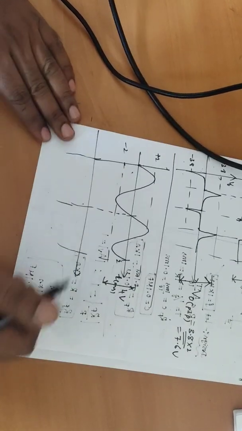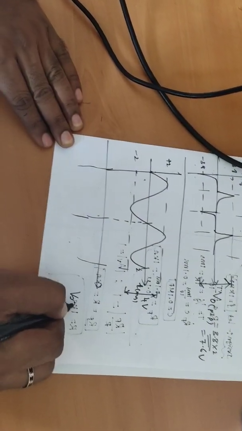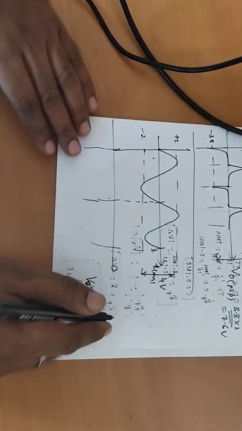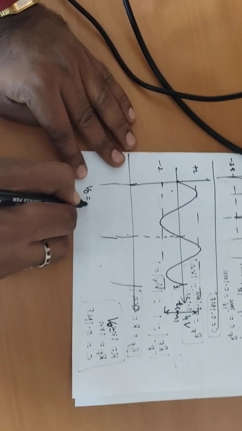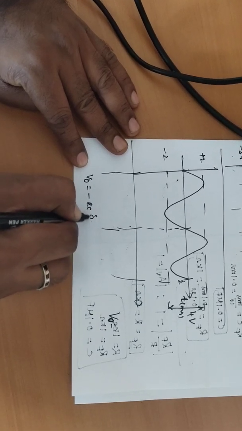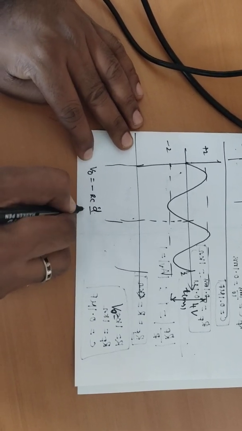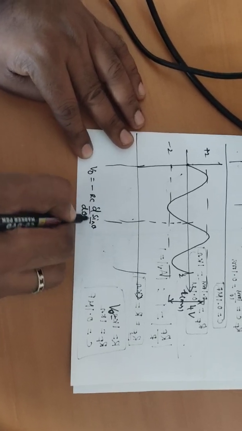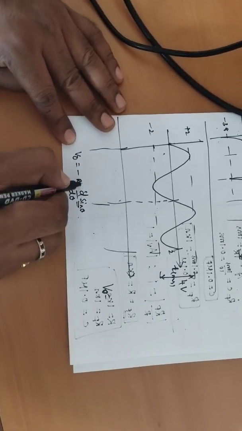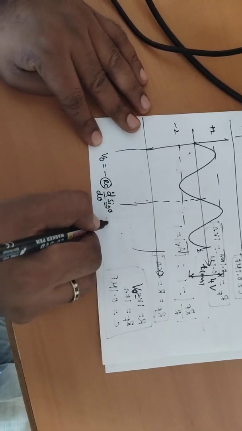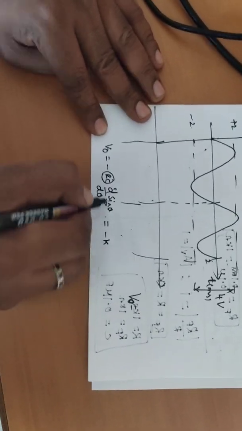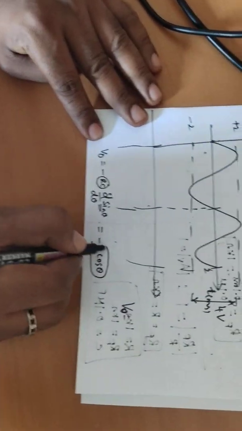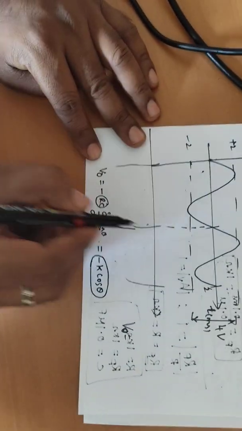Now in the differentiator, what we are expecting is the ideal output voltage equation: V out equals minus RC into d by d theta of sin theta. The differentiation of sin theta is cos theta. I am taking R into C as one constant, K. So minus K into cos theta means we are going to get the negative of the cosine, minus cos theta.